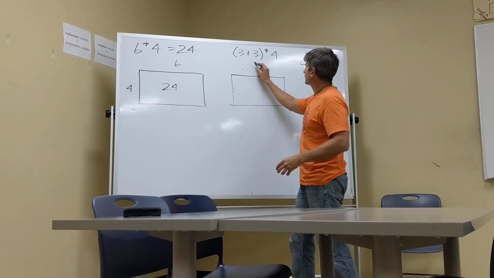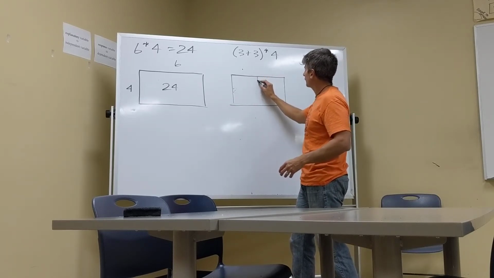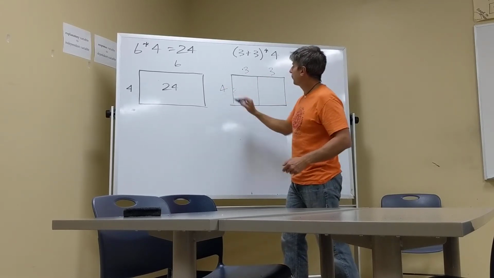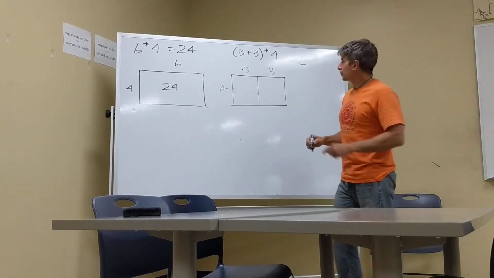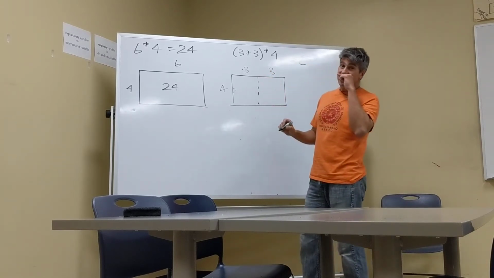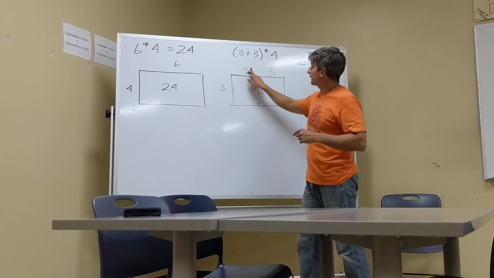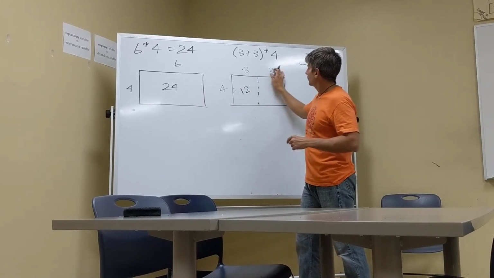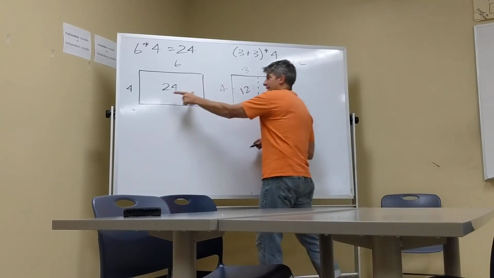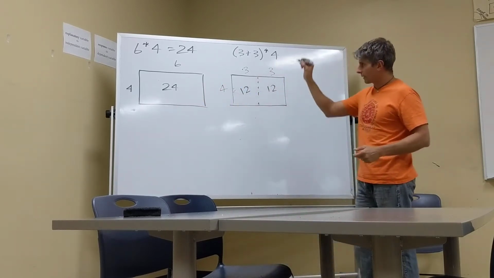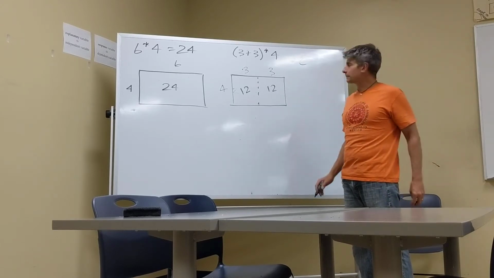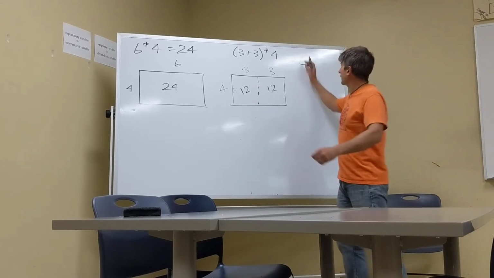But instead of having the 6 go all the way across the top, we can break it into two 3s and then have this 4 here. Then we can do the individual areas of these little pieces. 3 times 4 is 12. 3 times 4 is 12. And these two 12s added together give us the same 24. So it's literally just a way of breaking up the rectangle into smaller pieces, looking at it in a different way.